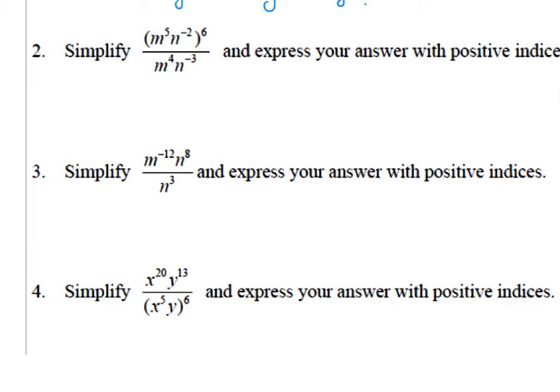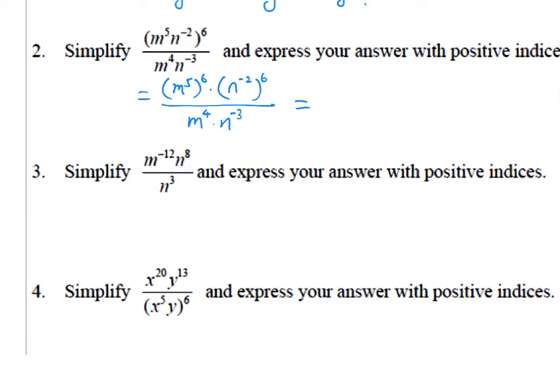Okay, number 2. There's a bracket, so you need to remove the bracket. How to remove it? m to the power 5 to the power 6, n to the power negative 2 to the power 6. The denominator, you just copy it down.